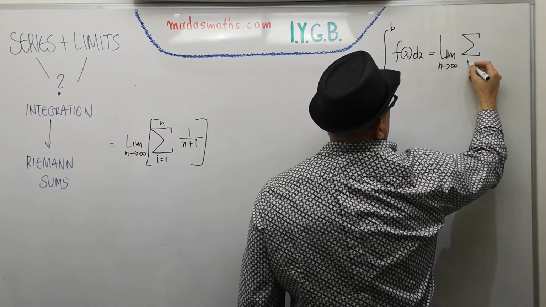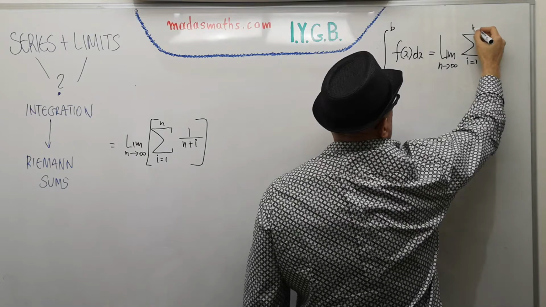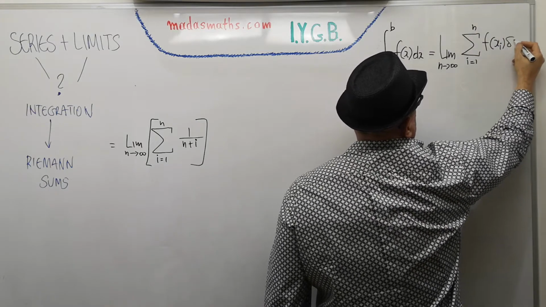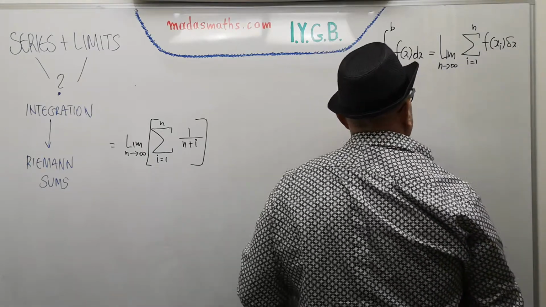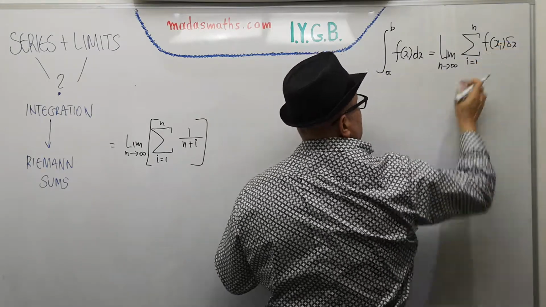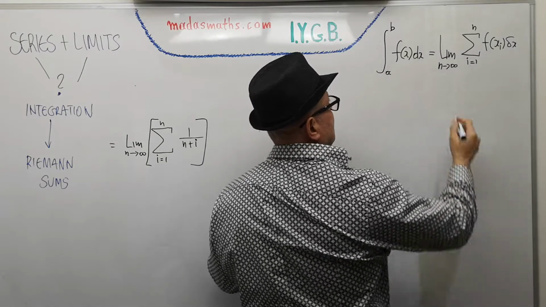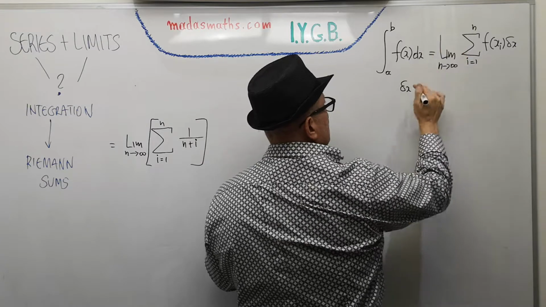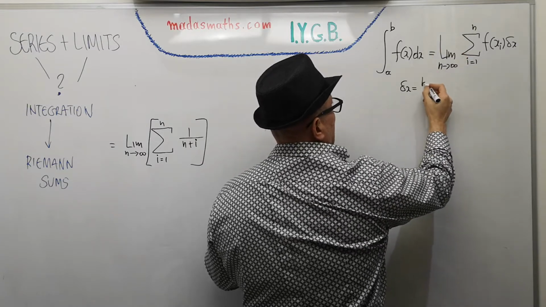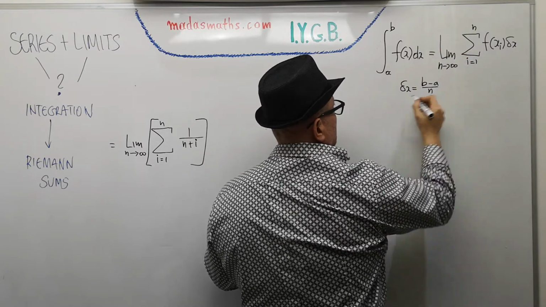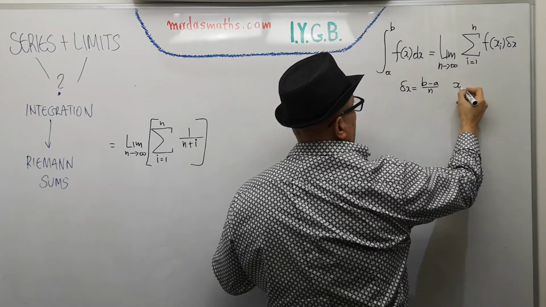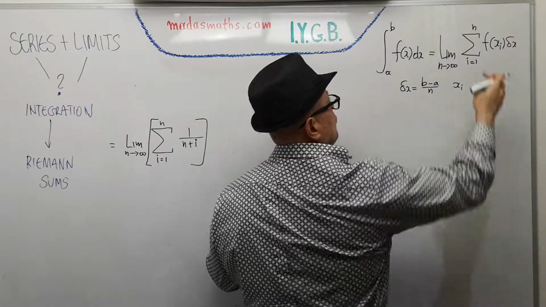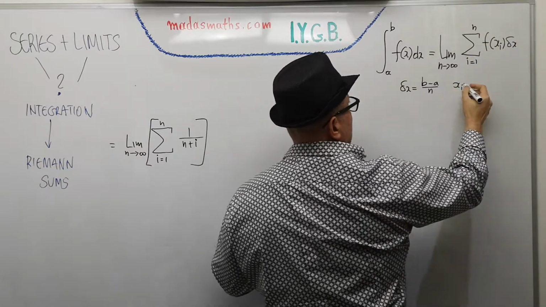Sum from i equals 1 to n of f of x_i delta x. We need to define what x_i is and what delta x is. Delta x is the width of the rectangles when we're doing the Riemann sums, which is (b minus a) over n. And x_i is actually the x coordinate, which we need in order to find the height of the ith rectangle.